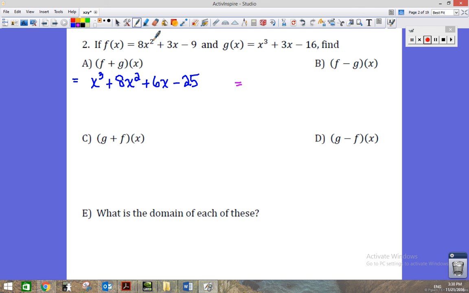F minus g, well, when we subtract g, all of these signs are going to change, so I've got a negative x cubed here, then plus 8x squared. 3x minus 3x, the x's cancel. Negative 9 minus a negative 16, same thing as 16 minus 9, which is 7. So again, if I haven't made a silly error, my answer in C should be the same as my answer in A, because addition is commutative. It doesn't matter the order at which we add these functions together.